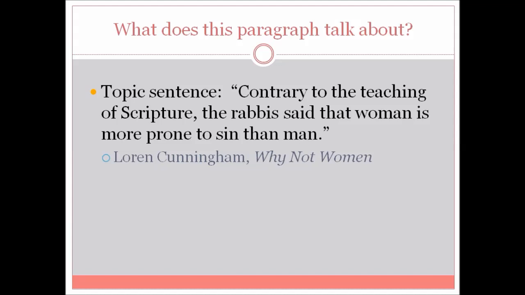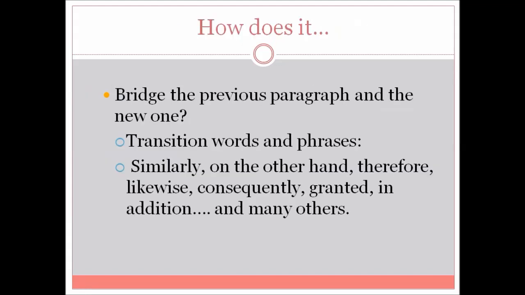Okay, lastly, the third thing that we looked at of what topic sentences are meant to do is that they should bridge the previous paragraph and the new one. So transition words and phrases, here are a few examples. There are many, many more. Words like thus, additionally, and so on.